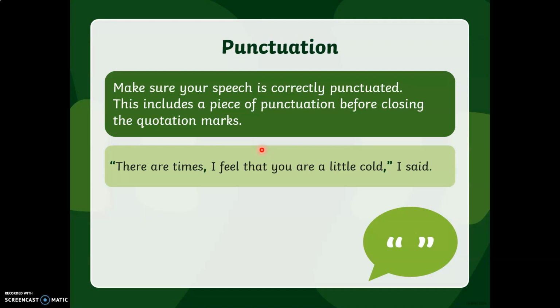Okay, you need to make sure your speech is correctly punctuated. This includes a piece of punctuation before closing the quotation marks. Let's have a look at this example. So the direct speech here is, "There are times I feel that you are a little cold." We have quotation marks at the beginning and at the end of the direct speech, and the punctuation inside the quotation marks. It will never be a full stop in there. It will always be a comma, a question mark, or an exclamation mark.